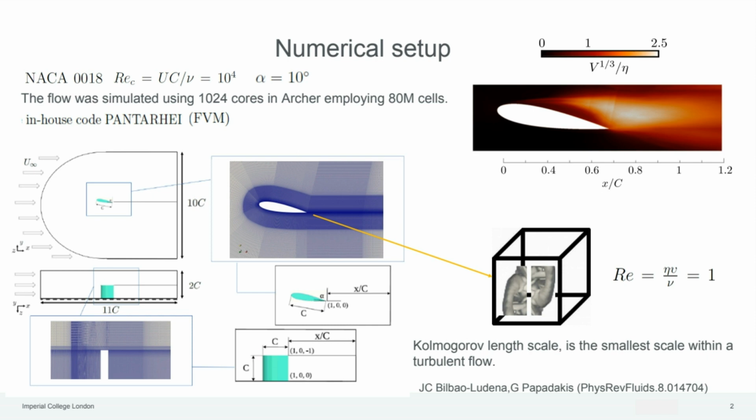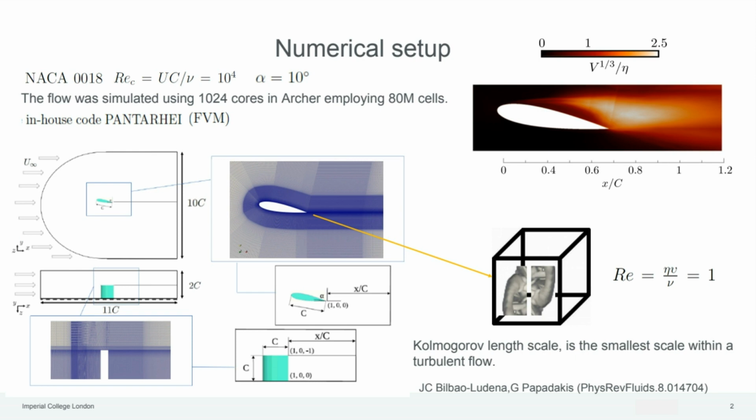We use the finite volume method, so we have cube cells, and we have used the cubic root of the size of our cells, and this number we have divided by the size of the Kolmogorov length scale. The Kolmogorov length scale is the smallest scale within a turbulent flow. The values we have reached are below 2.5. This means basically that in our cell, we are able to resolve two eddies of the size of the Kolmogorov length scale, which is in accordance with the recommendations we have.